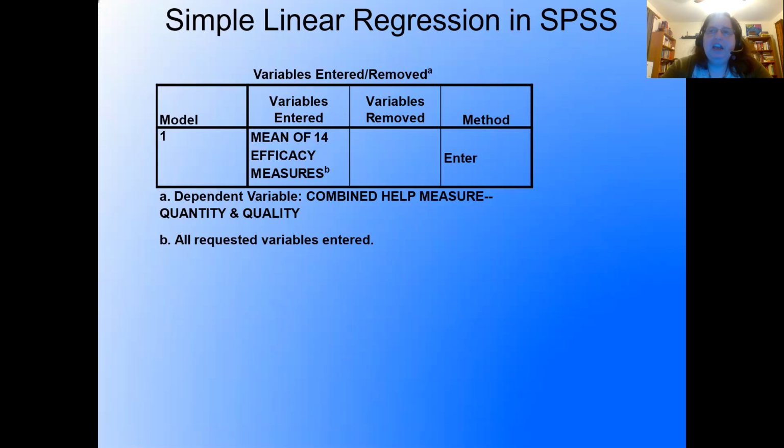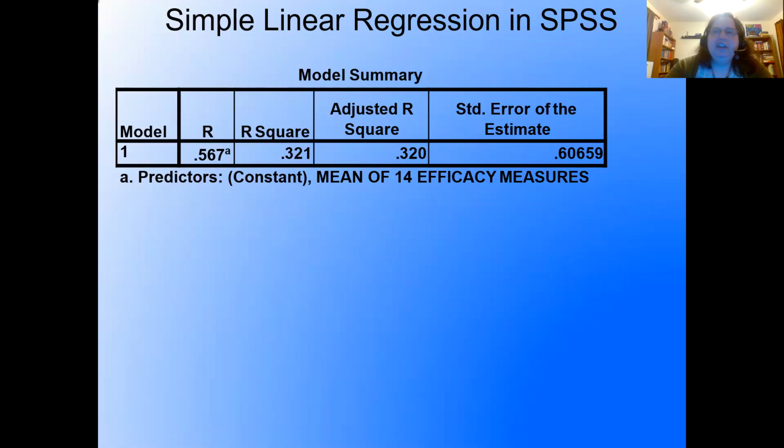Now, this isn't really that helpful. It's just telling you what we're going to enter into the equation. It reminds us that our independent variable is that efficacy measure, and the dependent variable is our combined help measure. Okay, now we're finally getting into some interesting stuff. We have our R again, 0.567, our R squared, 0.321, and something we call an adjusted R squared, 0.320. And this is just adjusting for the fact that we are working with a sample, not a population. So it's just bringing it down just a little bit. Still a very nice number.